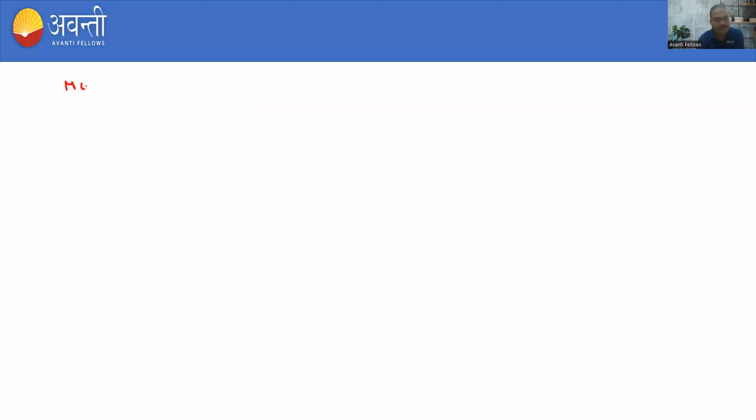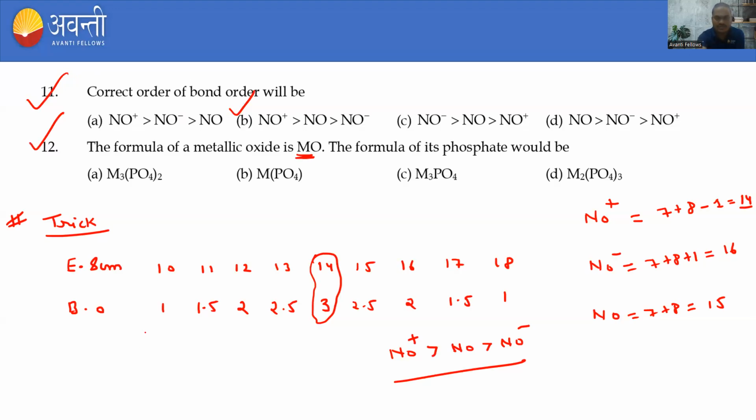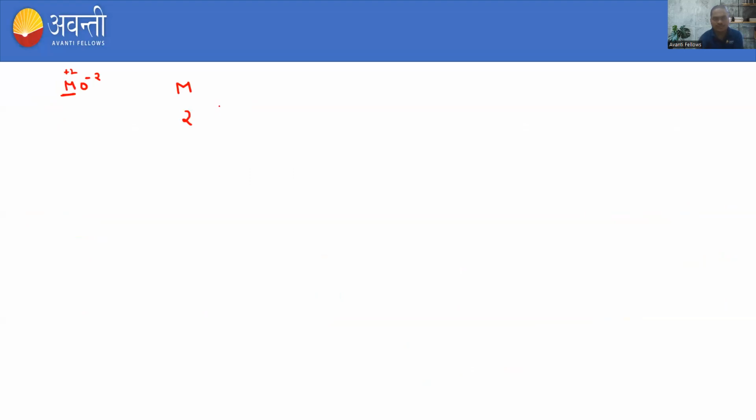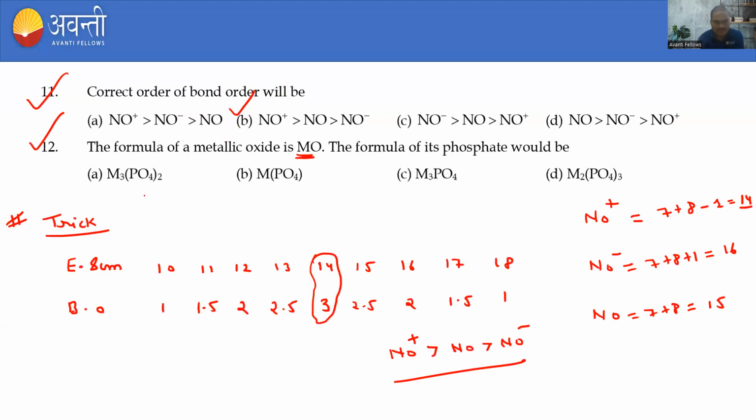So MO means what? We all know oxygen has a minus 2 charge. So the metal has a plus 2 charge. So it is very clear that the metal has a plus 2 charge. So write it here, right? And again, phosphate, we all know the formula of phosphate, PO4. PO4 has a minus 3 charge. So the formula is M3, and this is PO4 twice. So this is the formula, M3(PO4)2. So the correct option is option A.